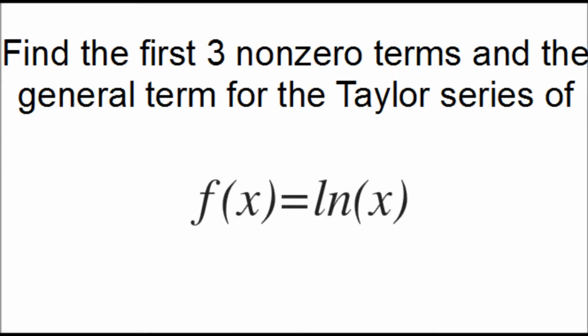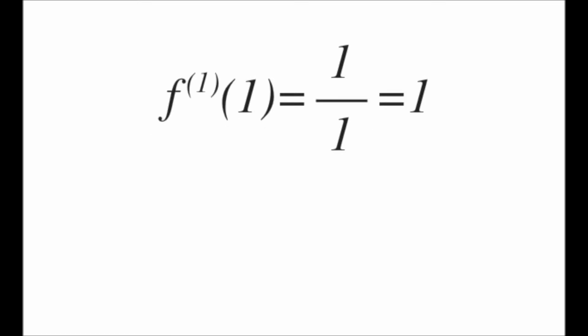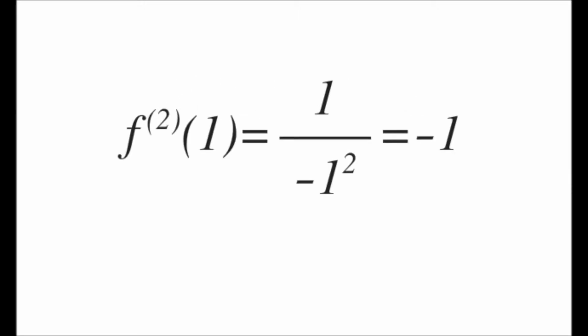This one looks tougher than the last one. Find the first 3 non-zero terms and the general term for the Taylor series of f of x equals ln of x. We need the first 3 derivative parts for f of x. The zero derivative of ln of x is just a function evaluated at x equals 1, and we get 0. The first derivative of ln of x is 1 over x. Evaluated at x equals 1, we get 1. The second derivative of ln of x is 1 over negative x squared.